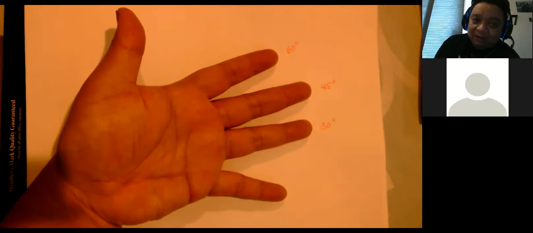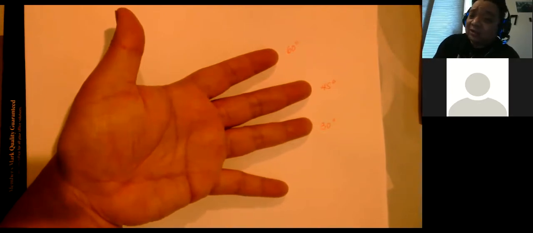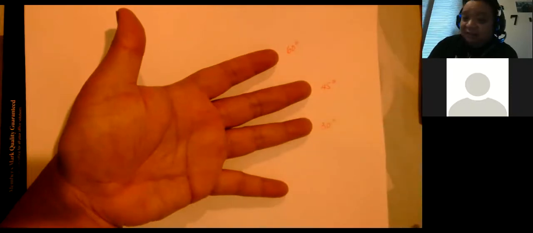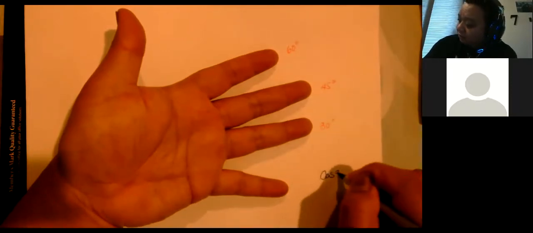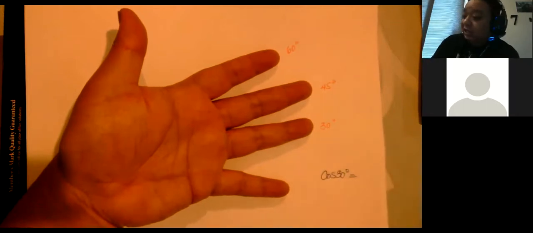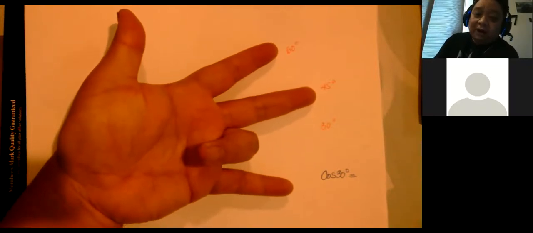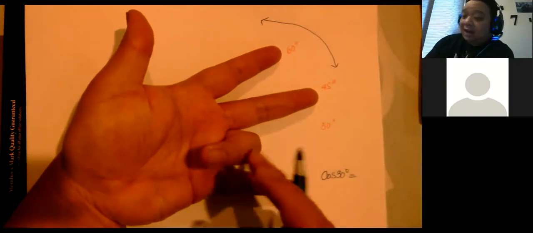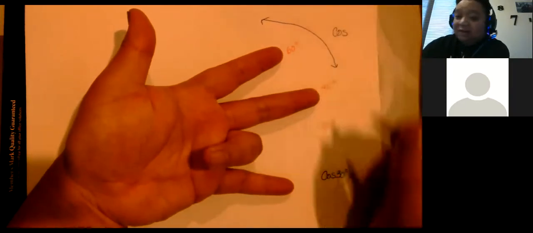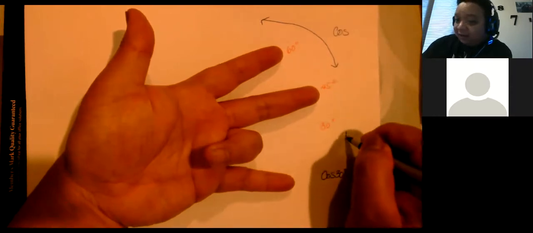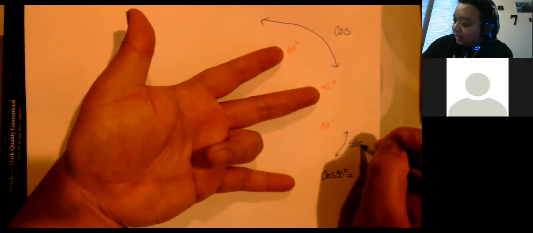Now, if you're looking for a particular trig function, namely sine and cosine of an angle, let's say I want to find cosine 30. What you're gonna do is fold your 30-degree finger, so you're gonna fold your ring finger. The number of fingers above the folded finger are the cosine value. The number of fingers below the folded finger are the sine value.